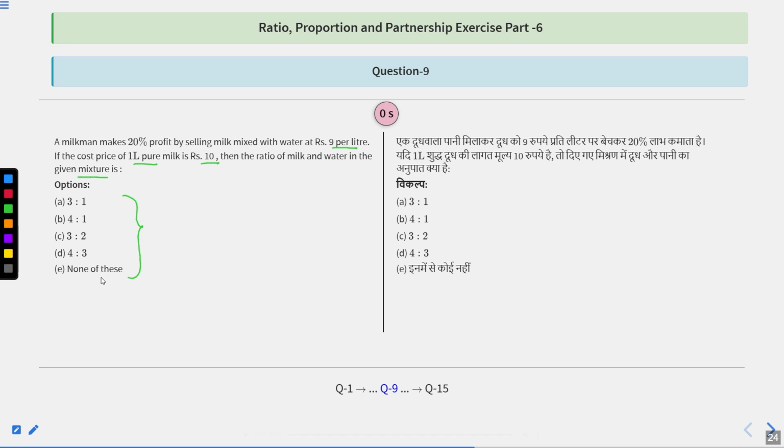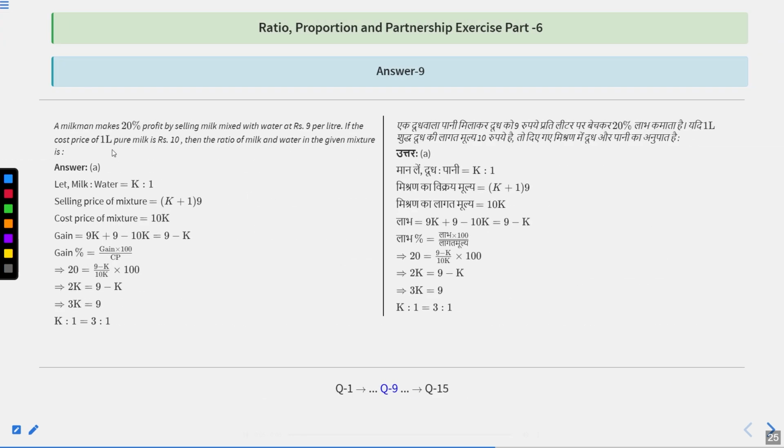Now time's up. Let's see the solution. In this question, we know that the milkman makes a profit of 20% by mixing some liters of water, because the pure milk price is 10 rupees and he sells the mixture at 9 rupees and gets 20% profit. It means he mixes some liters of water. The question says the cost price of 1 liter of pure milk is 10 rupees per liter. We don't know how many liters of water are mixed by the milkman, so we let the milk and water ratio be k:1.